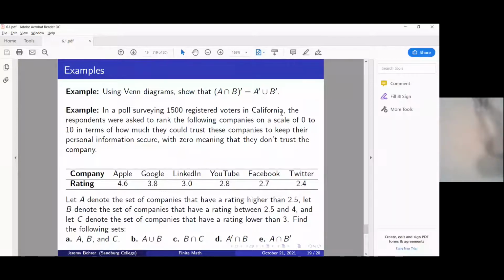In this video, we are going to look at the problems on page 19 of the 6.1 slides. We're going to start with this problem, asking us to use Venn diagrams to show that the complement of the intersection of A and B is equal to the union of the complement of A and the complement of B.